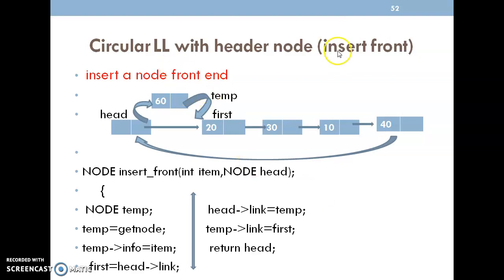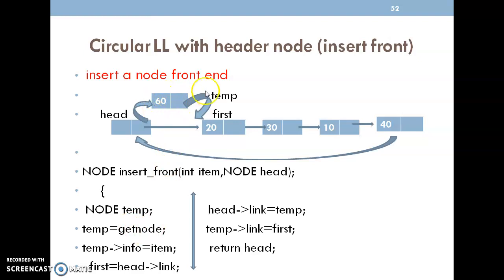In this example, we insert the element from the front. This is the temp node which I have created that will be added at the beginning. Earlier 20 is the first node, then after inserting this temp node, this becomes the first node after head node. The last pointer link will remain the same, as it always holds the address of the head node. Then temp equal to get node.